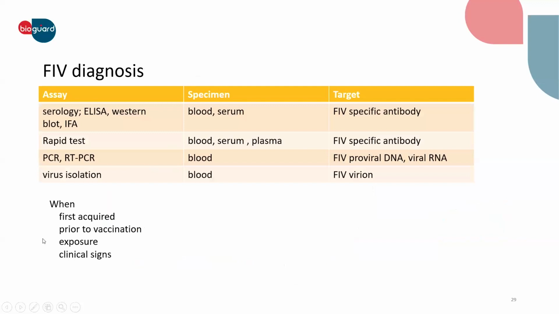So for FIV diagnosis, you can usually use serology, including ELISA, Western blot, or IFA, to detect the FIV-specific antibody. A rapid test can also detect the FIV antibody. PCR detects the FIV provirus DNA, and RT-PCR detects the virus RNA. And for virus isolation, of course, using the blood can also isolate and capture the FIV variant.